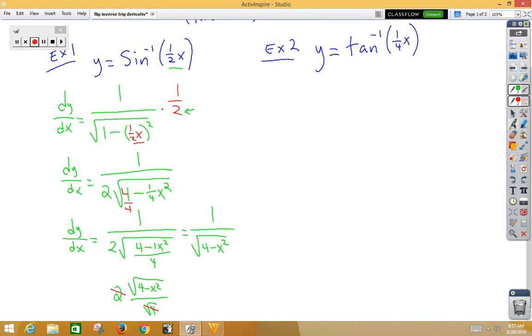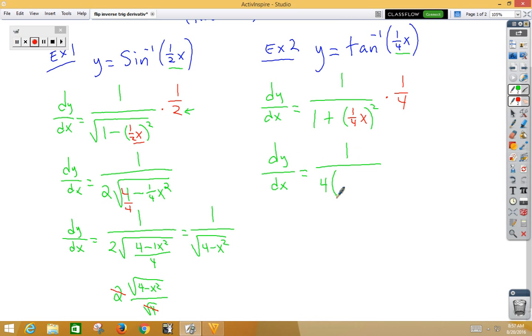In this case, we're taking inverse tangent derivative. Chain rule applies. So dy dx is equal to 1 over 1 plus, don't change the inside, multiply by the derivative of the inside. Now notice there's no square root involved this time, but we are going to have some additional algebra. So let's look at this as 1 over 4, and we've got 1 plus 1/4 x times 1/4 x is 1/16 x squared.